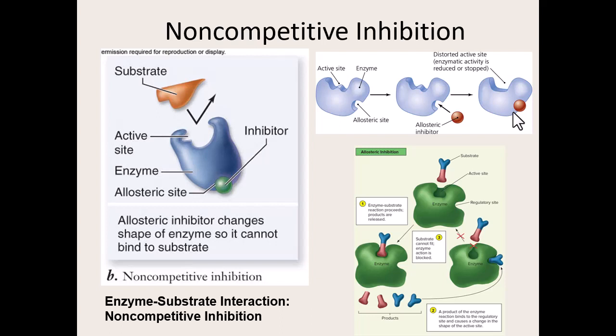It doesn't need to compete for that active site space. It doesn't need to compete for that best parking spot. It just fits somewhere else. But because it changed the shape, the substrate can't bind there anymore because the active site changed its shape. And same outcome: if the substrate can't fit, it can't get broken down, and you're not going to get any product forming.